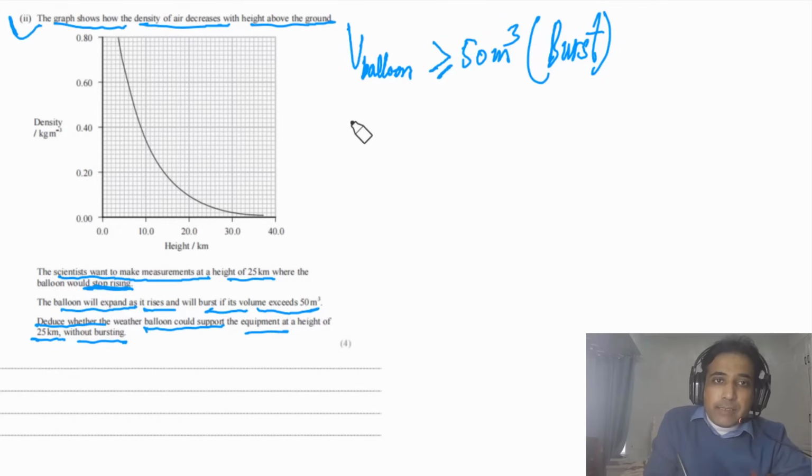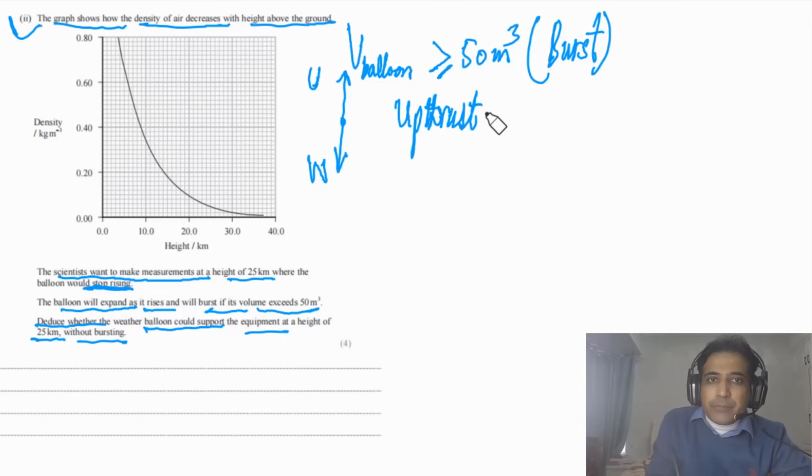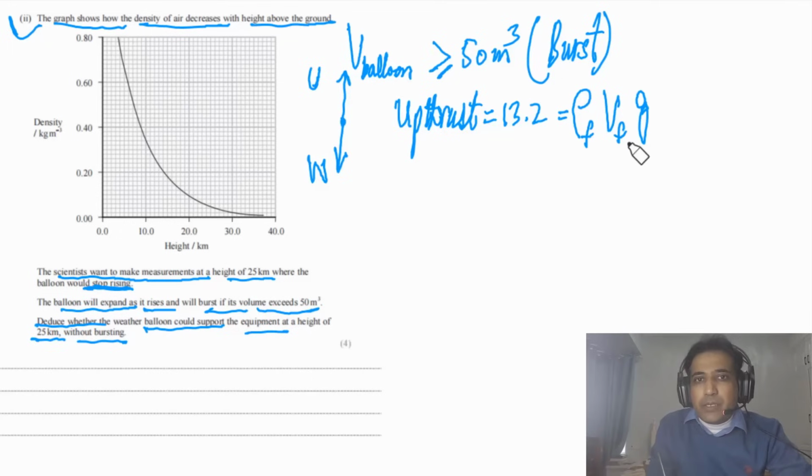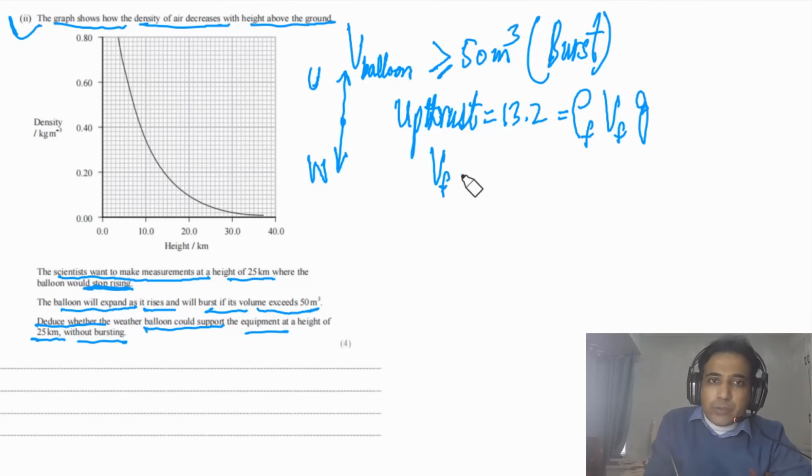So it means that, for the upward force, we can draw the free body diagram. We can say the upthrust is equal to the weight. So it simply means that upthrust is equal to 13.2 newtons. We have already calculated the weight of the equipment and balloon. And upthrust is equal to density of fluid times volume of fluid displaced times g. From here we can find the volume of fluid displaced.